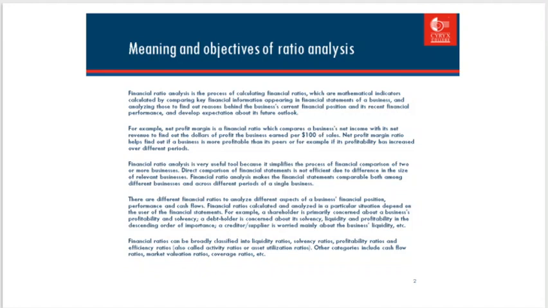For example, net profit margin is a financial ratio which compares a business's net income with its net revenue to find out the dollars of profit the business earned per $100 of sales. Net profit margin ratio helps find out if a business is more profitable than its peers, or for example if its profitability has increased over different periods.